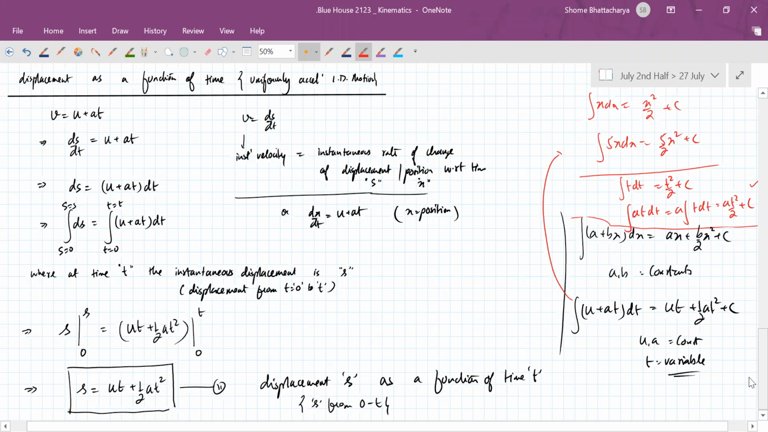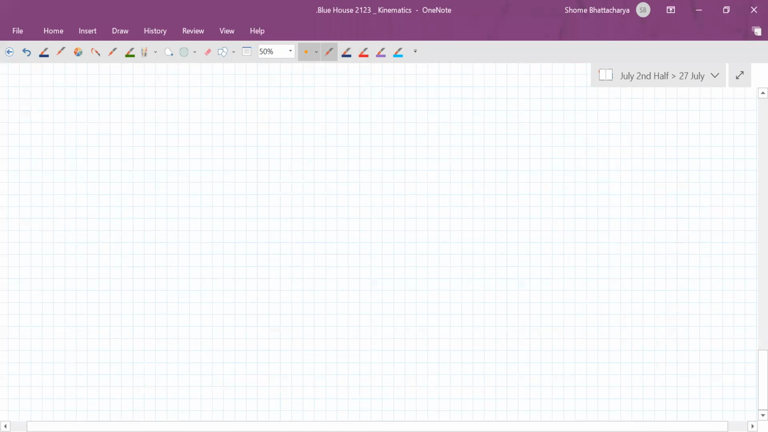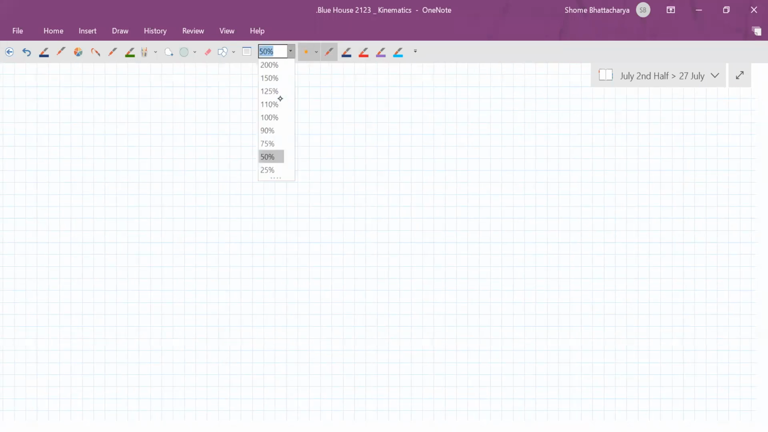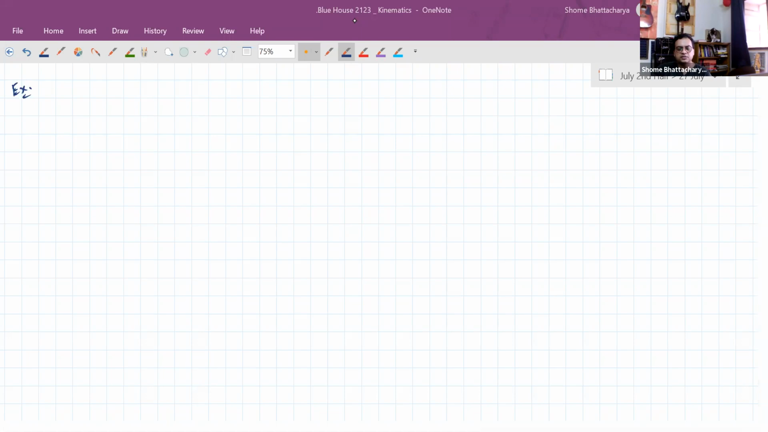Okay, so that's our second equation of motion. And let's look at some examples of application before we move on to the third one. Then we'll talk about the graph also between displacement and time. But first, let's look at a couple of numerical examples. A lot of the time, in fact most of the time, in motion along a straight line with uniform acceleration, you end up just applying the formula in the question. You have to just understand what information is given and therefore which formula to use.